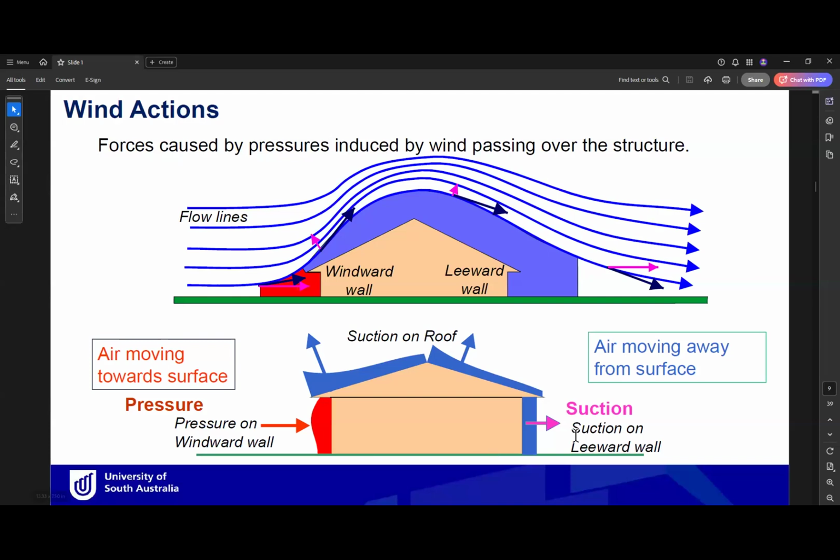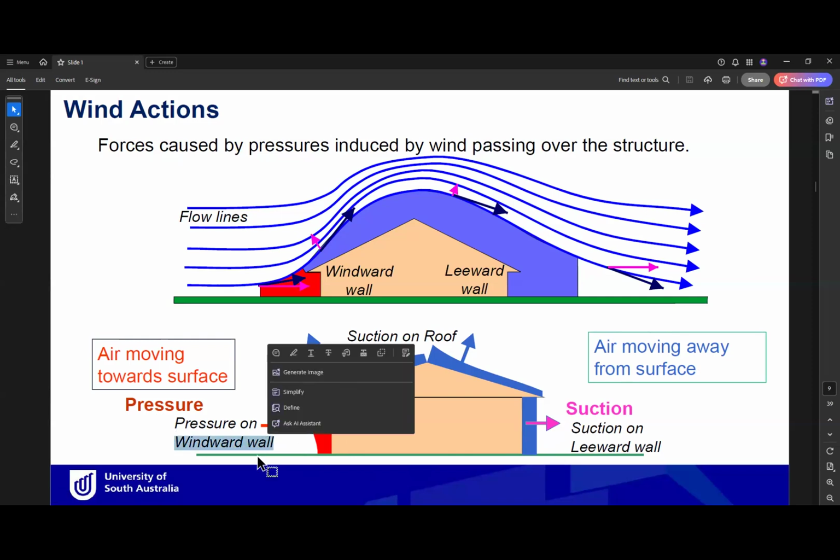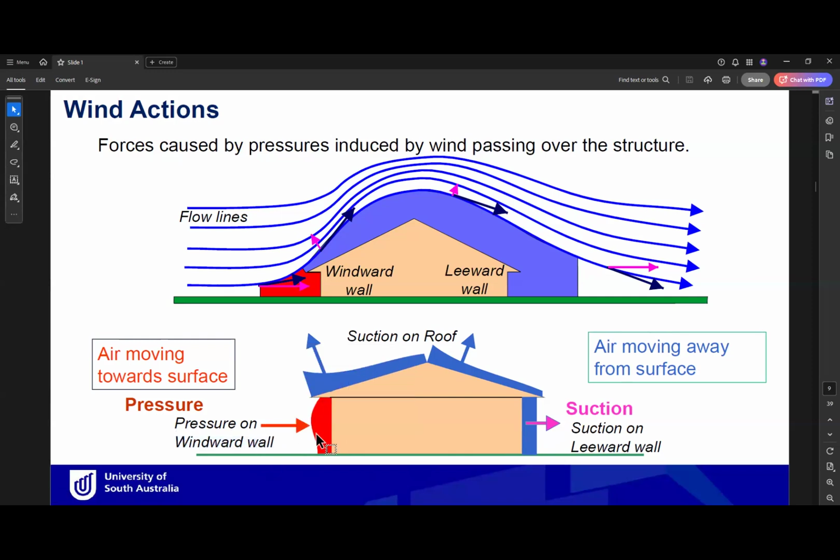So suction and pressure can happen on the wall. Suction means the air is moving away from the surface. So as you can see here, the wall is pulled by the wind. On the other side, the pressure side, the wall is called the windward wall, and the wall is pushed by the wind. On the roof, mainly there will be suction, so the wind is trying to pull the roof off the house. So this is an introduction or summary of how the wind will affect the walls and the roof.